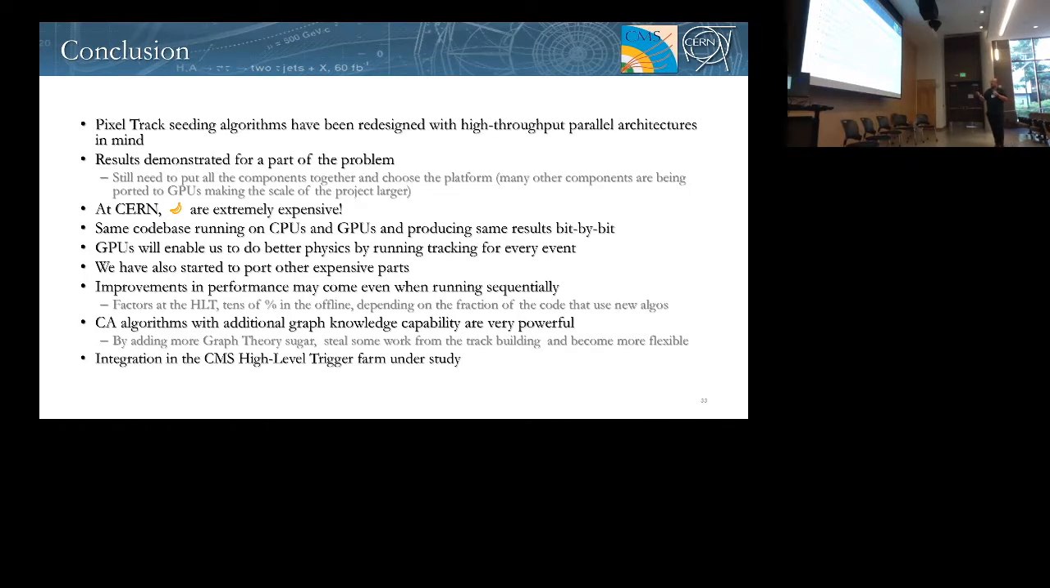This will allow us to do better physics because you can run tracking for every event instead of 10% of the events. We also started to port other expensive parts, like the reconstruction of the multi-fit of the calorimeter. Last thing, the CA algorithm will add graph knowledge, and this makes tracking a completely new and more powerful tool. We will make this more flexible by also stealing some work from the Kalman filter. Thanks. That's it.